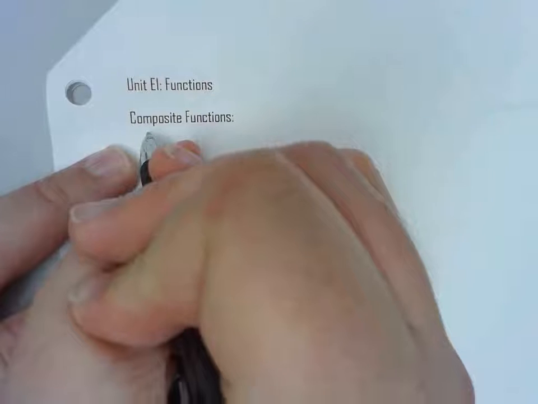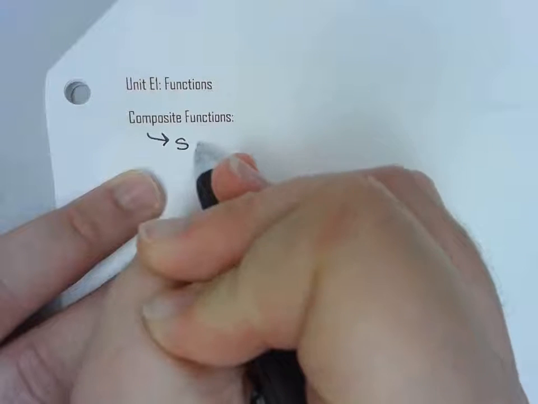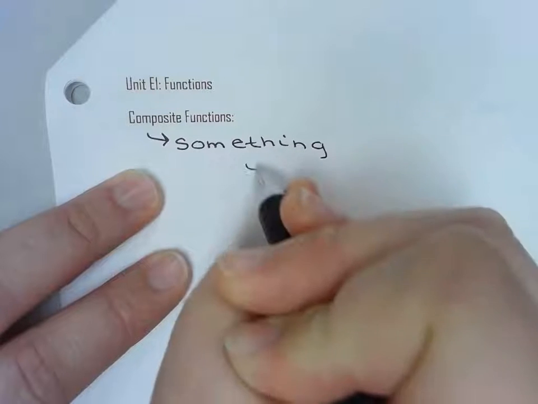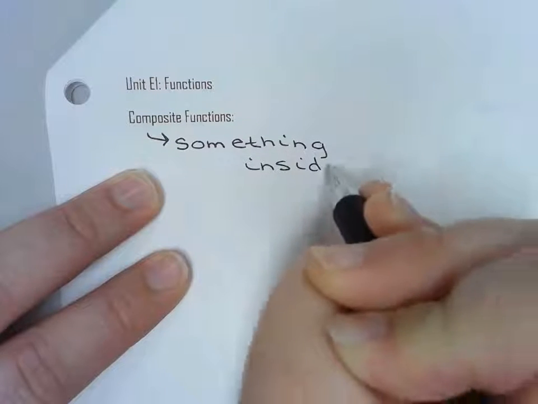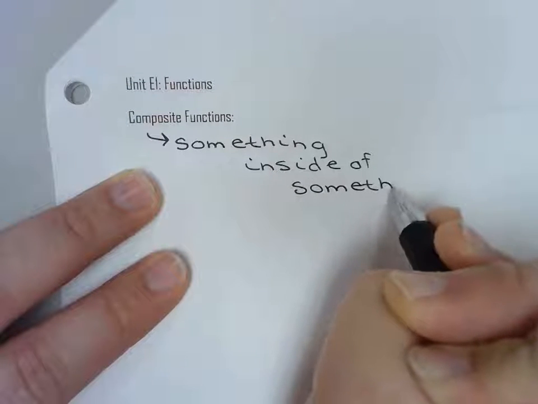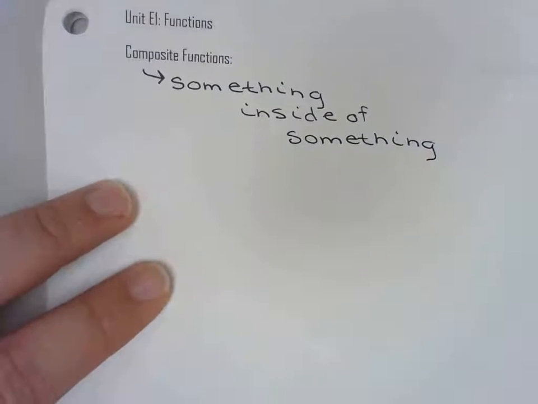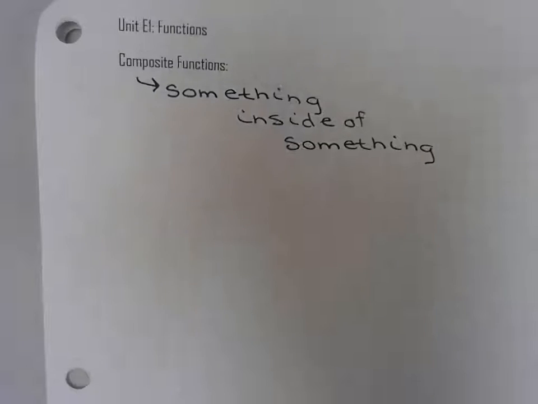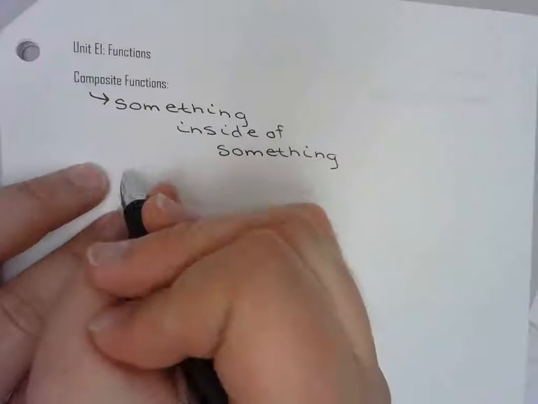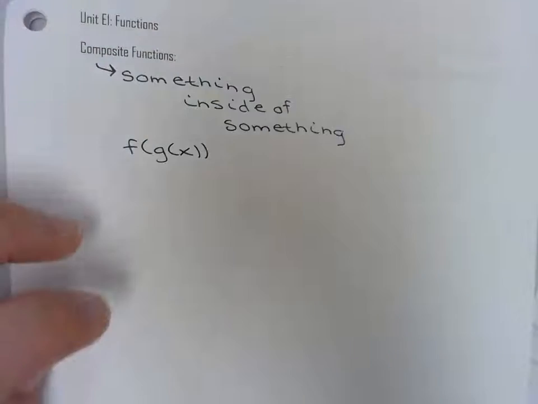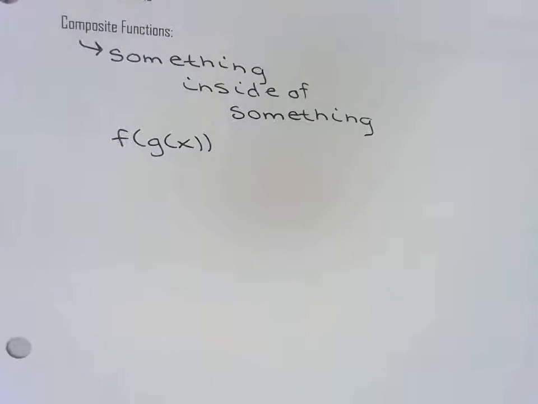When I talk about composite, it is something inside of something. So when I'm talking about a composite, I'm going to take a function and plug it inside another function. It's kind of weird to think about, and it's written like this. This is how it's written, which again is also kind of weird to get used to. This is f of g of x.